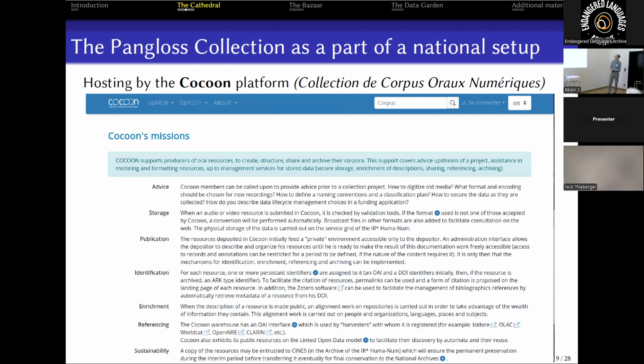So the hosting is done by the Cocoon platform, Collection de Corpus Oraux Numériques, which is a national platform, a national infrastructure. So the missions are there, and basically it's all there. And all we do is act locally so that data will flow into this platform. And the hosting and long-term conservation is all taken care of by the platform. So Pangloss, in a sense, is just the name of a sub-collection and a web interface that we work on.